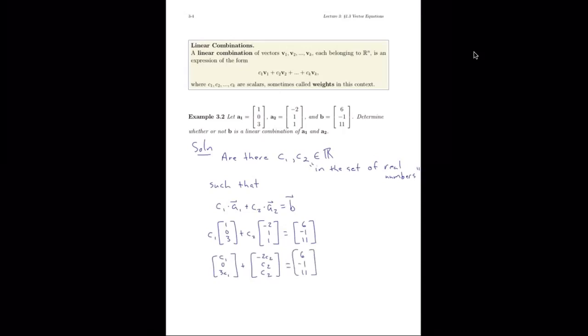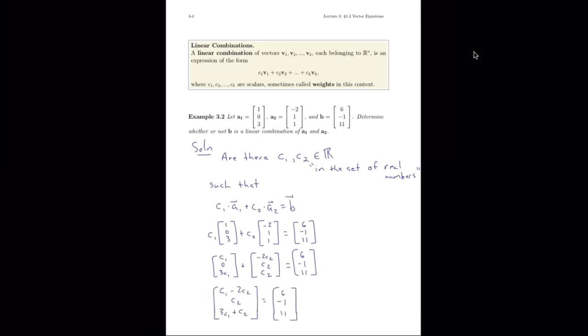If we go further, we realize that we can combine, or write the sum of, these two vectors. So C1 minus 2C2 equals, in this vector, 6. And then the second row is 0 C1 plus C2. And that's going to be -1. And then at the bottom, we have 3C1 plus C2, and we have 11. So I wrote that suggestively.